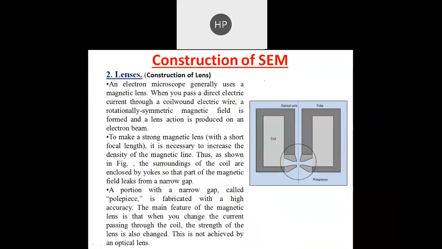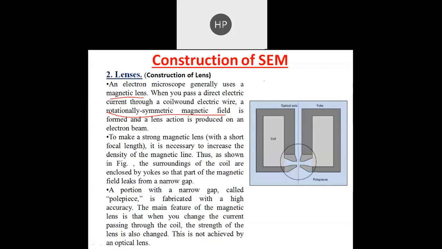Then an electron microscope generally uses a magnetic lens. Okay, so here the word that comes is magnetic lens. The electron microscope generally uses a magnetic lens. And when you pass a direct electric current through a coil of wound electric wire, a rotationally symmetric magnetic field is formed. Okay, rotationally symmetric electromagnetic field is formed, and a lens action is produced on an electron beam.